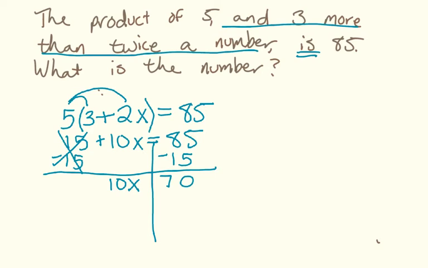Then I need to get rid of the 10 to make x be by itself. So I'm going to go ahead and divide by 10 on the left, divide by 10 on the right. On the left, the 10's cancel, leaving me with just x. And on the right, 70 divided by 10 is 7.